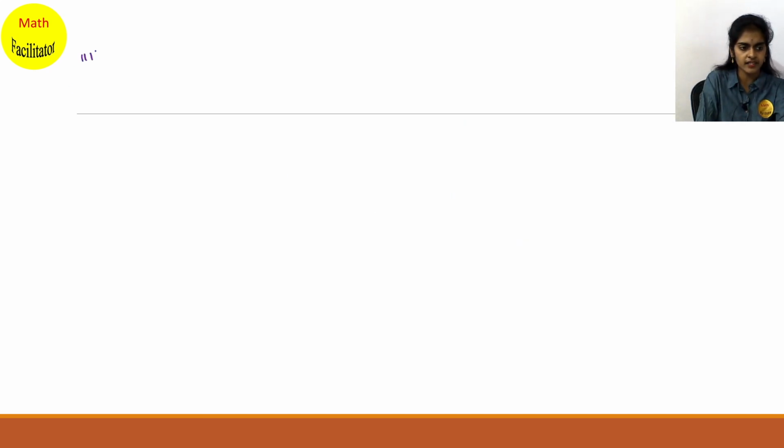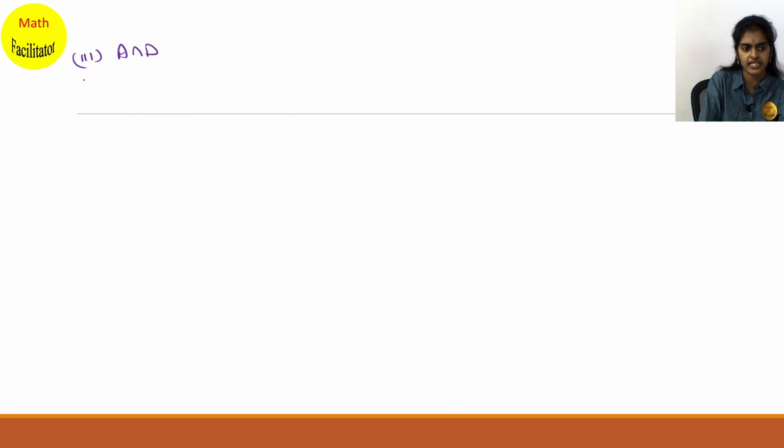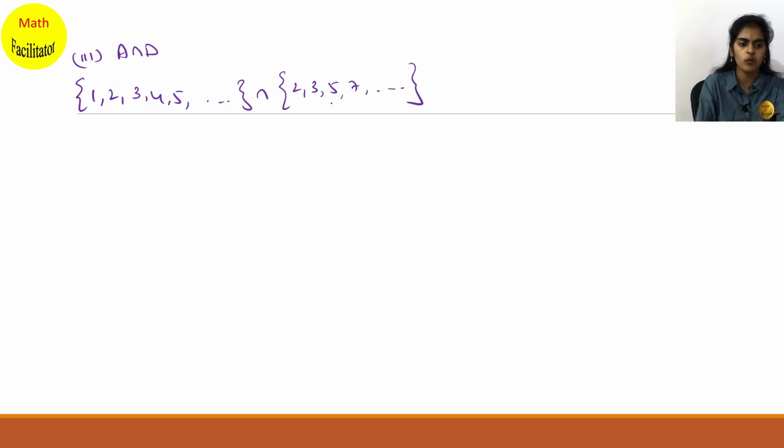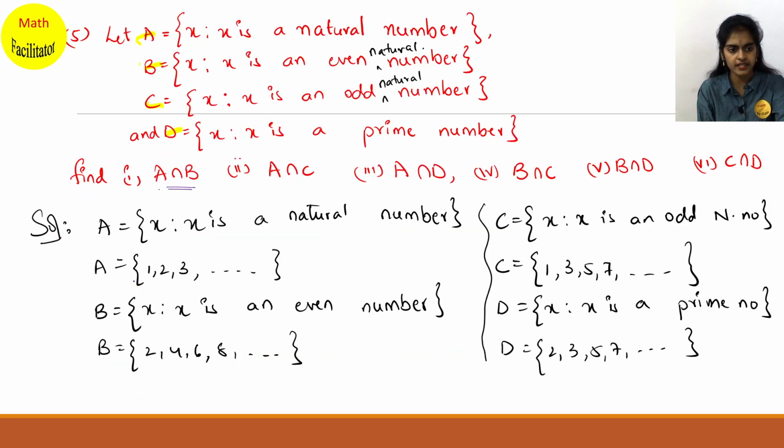Now let's take third bit. In third bit you have to find A intersection D. A is nothing but the bigger set 1, 2, 3, 4, 5 and so on. D is nothing but the prime number set 2, 3, 5, 7, 11, 13 and so on. Now what are the common numbers here? Just see, 2 is common, 3 is common, 5 is common, isn't it? So 2, 3, 5 and if you write 7, 7 also is common, right? And so on. Which means this 2, 3, 5, 7 is nothing but the set D. So I can say A intersection D is again D. Clear?